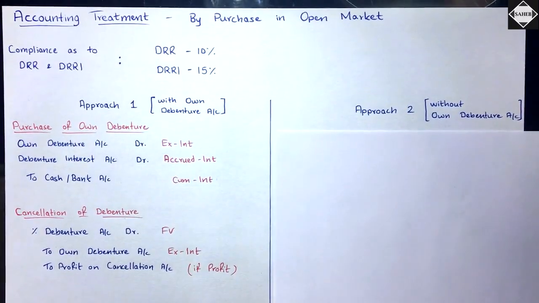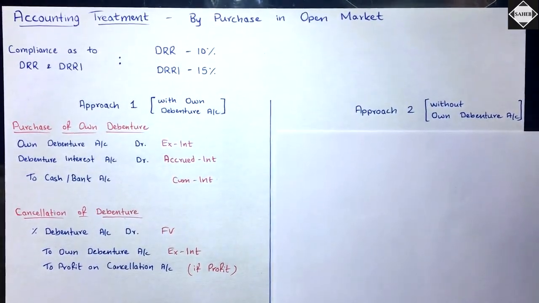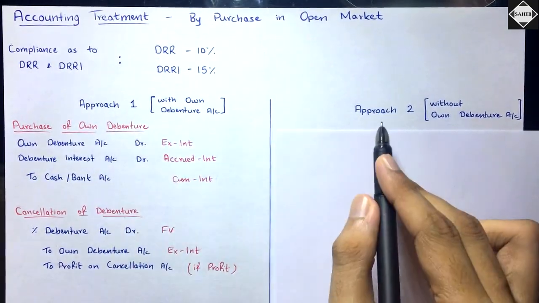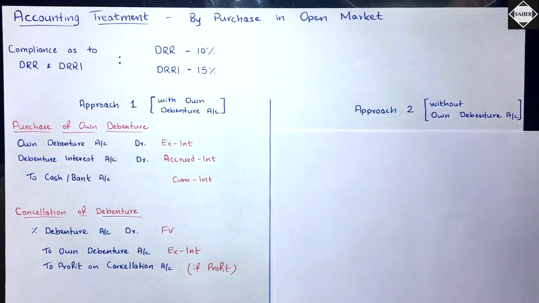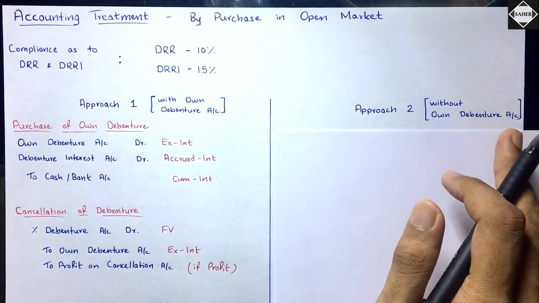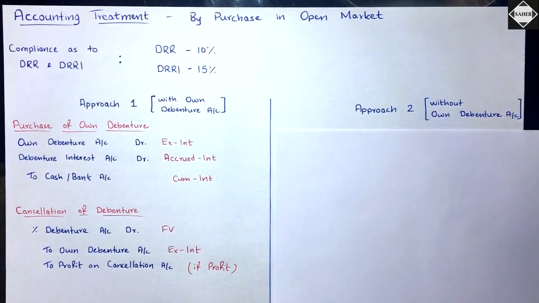Now here we have these 2 different approaches through which we can solve the problems of purchase in open market. The first approach is you are going to open own debenture account, and the approach 2 is you are not going to open own debenture account. Now you will be thinking that I'm just going to follow approach 2. I will not open own debenture account, it will be easier for me. I'm just going to forget about approach 1. No, you can't do that.